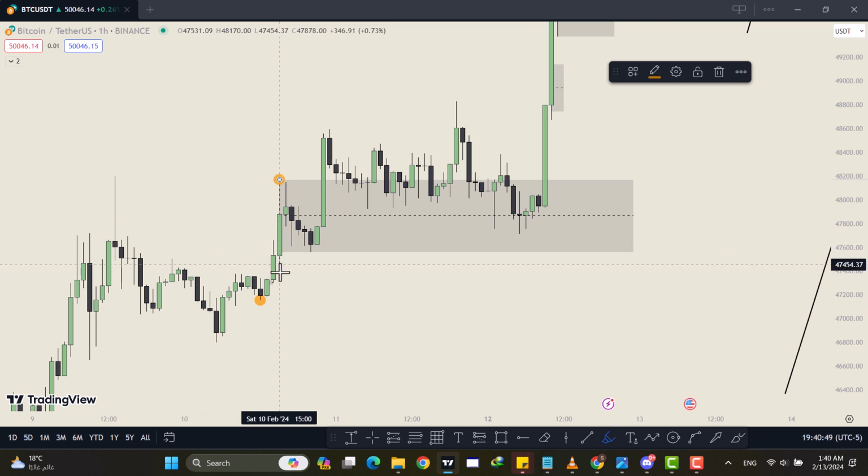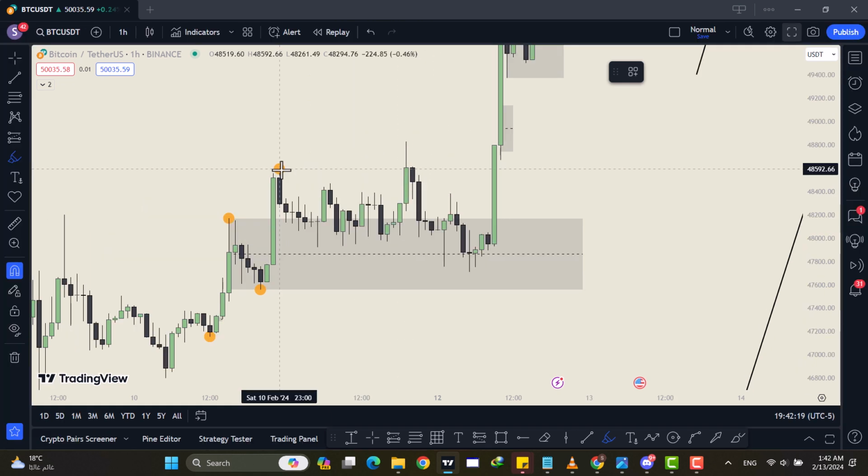This high right here, this leg right here took this high, so it needs to retrace. We have a retracement to here, and then we have another expansion. And now we are retracing, right? This is a retracing after putting this high. And this is a valid high because we closed above the previous high.